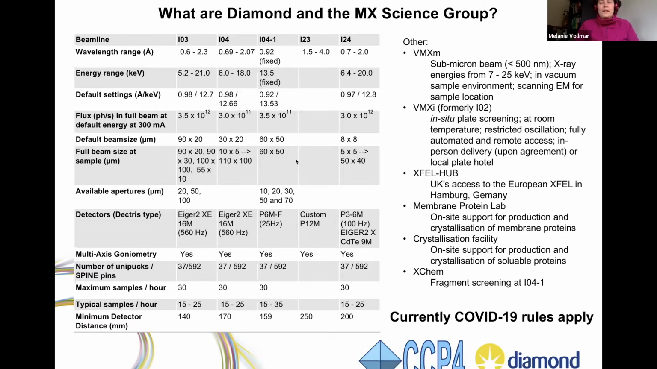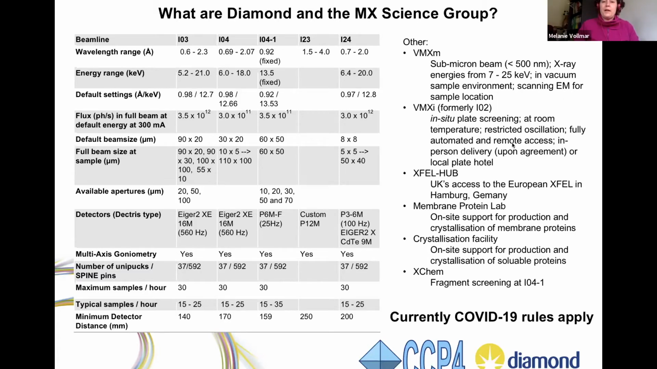We have a few add-ons to that. VMXM is submicron, which means the beam is smaller than 500 nanometers. Again, it's tunable, so you have a range of energies for your experiments, and the sample itself is in a vacuum. The samples are usually so small that you can't see them with a light microscope. So how do you center it in the beam? Therefore they use a scanning electron microscope.